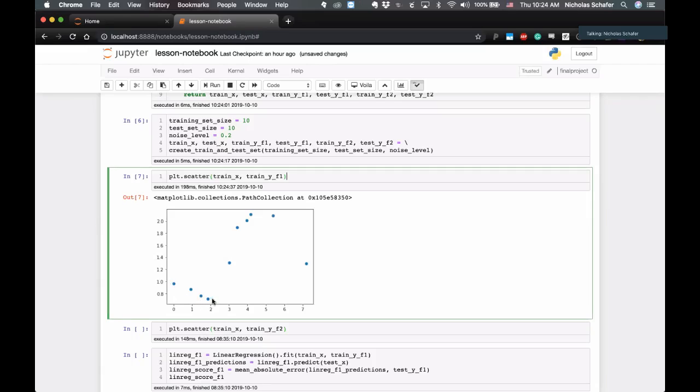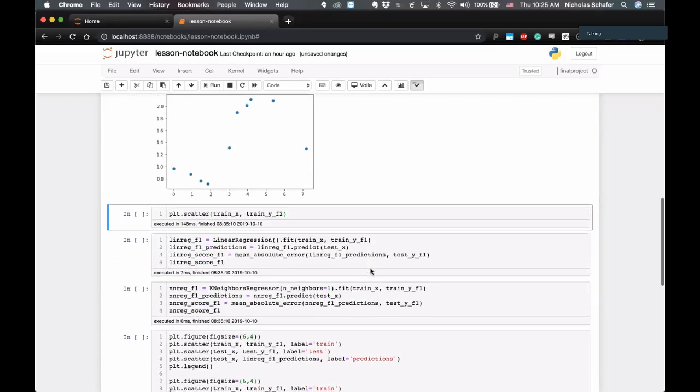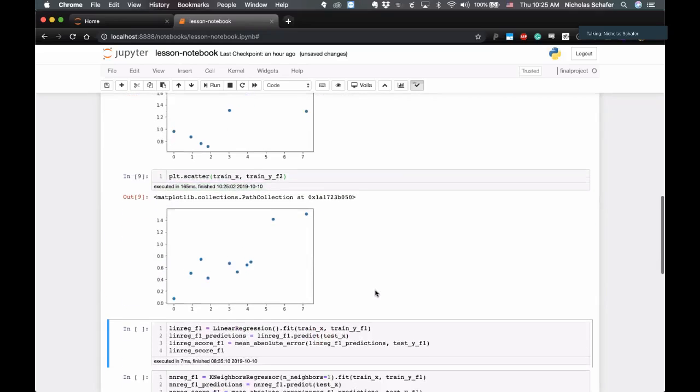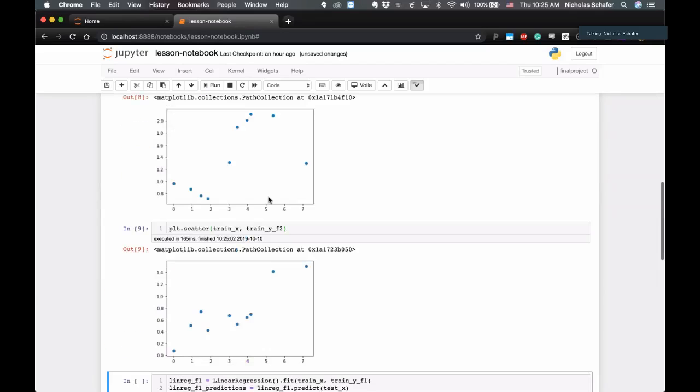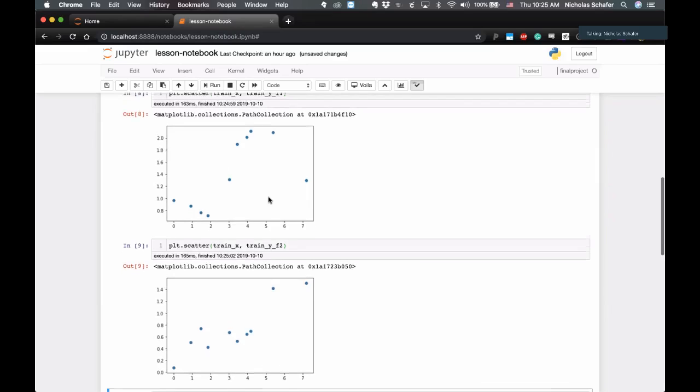So here, it's hard to say if this is just linear with a lot of noise, but it certainly could be nonlinear, I would say. Let's look at f2. Here again, this could be nonlinear. It looks a little more linear than the f1, maybe.